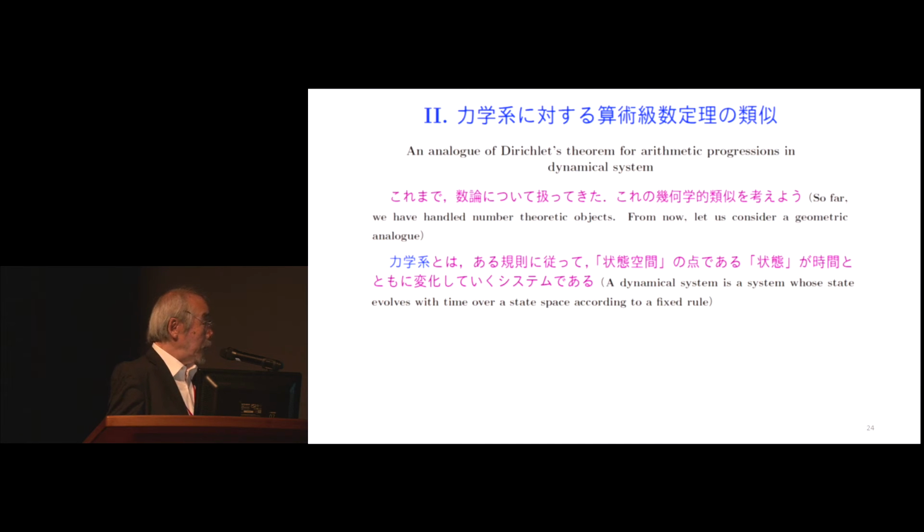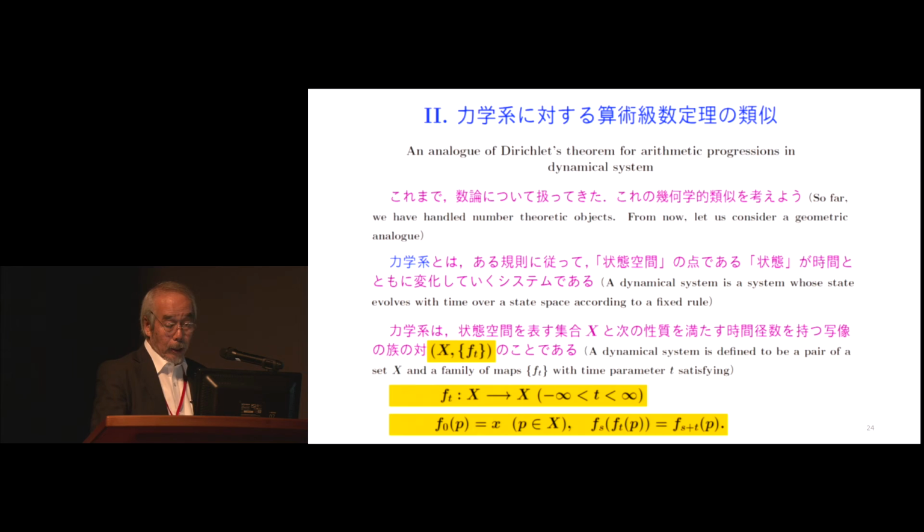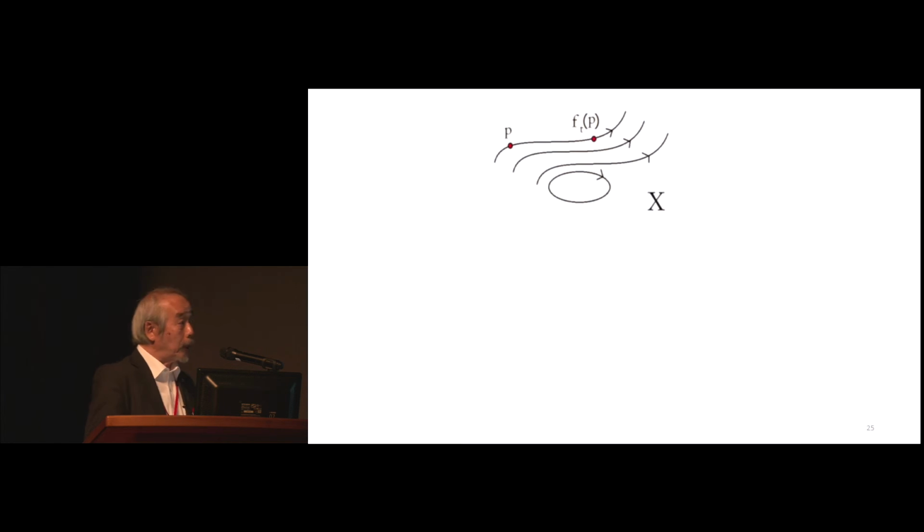A dynamical system is a system whose state evolves with time over a state space according to a fixed rule. The dynamical system is defined to be a pair of a set X and a family of maps F_t with time parameter t satisfying: when t is 0, it is the identity, and the composition of F_t and F_s gives the value F_(s+t). This is how I can use the schematics.